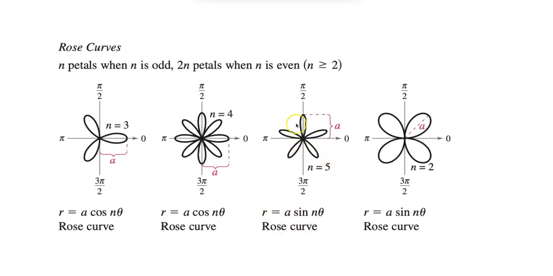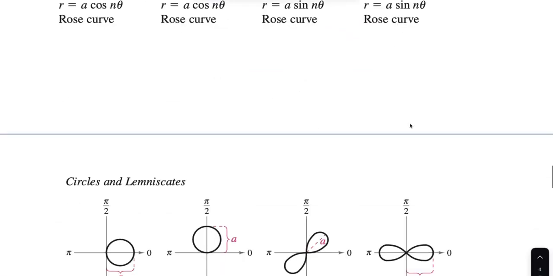You can see when it's sine, it's more symmetrical right there. It's cosine symmetrical. When it's sine, it's symmetrical across pi over 2. When it's cosine, it's symmetrical across the pole here. But when n is even, then it's 2n petals. So like here n is 4, so we're going to have 8 petals. And here n is 2, so you have 4 petals. So that stuff's much easier to graph in polar than it is in rectangular.